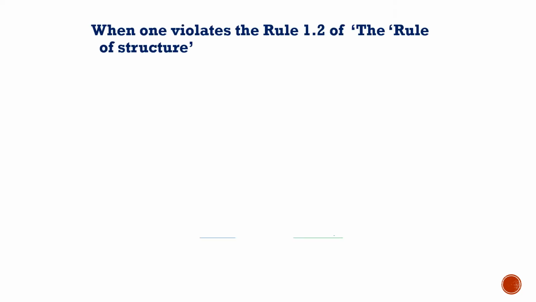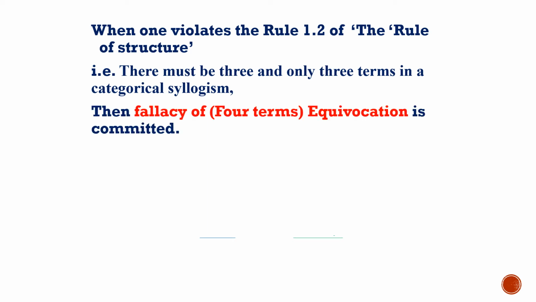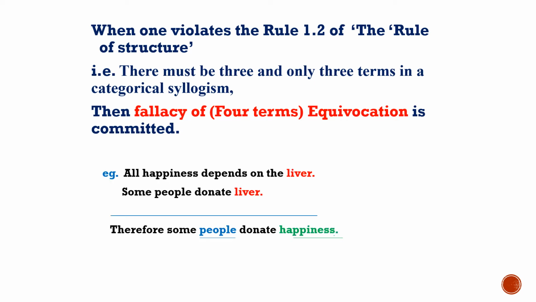When one violates the rule 1.2 of the rule of structure, that is, there must be three and only three terms in a categorical syllogism, then the fallacy of four terms or equivocation is committed. Generally, this fallacy is committed when any term is used ambiguously, that is, when any term has more than one meaning. Let us understand this with an example. All happiness depends on the liver. Some people donate liver. Therefore, some people donate happiness.